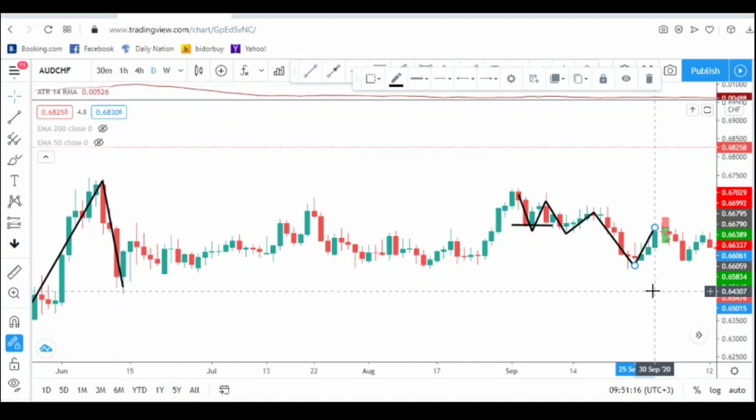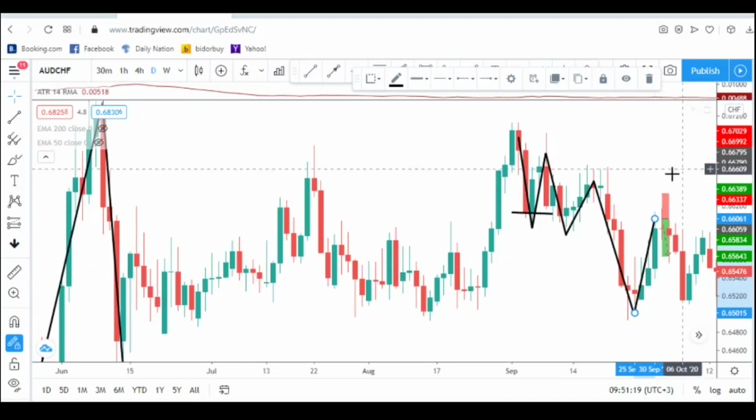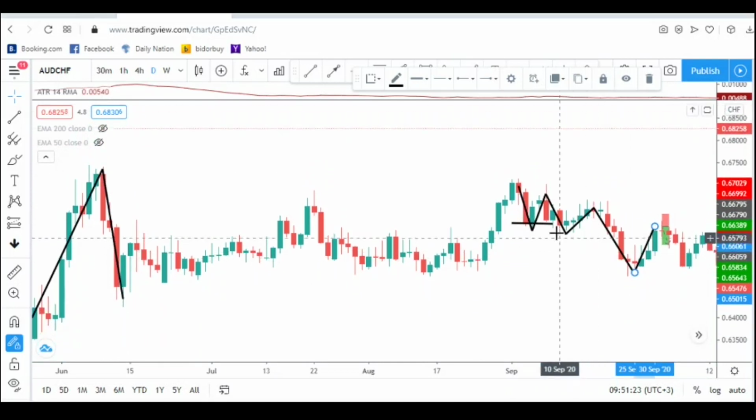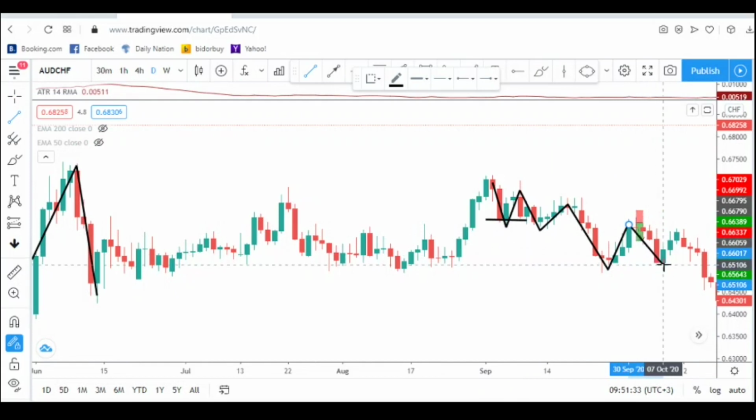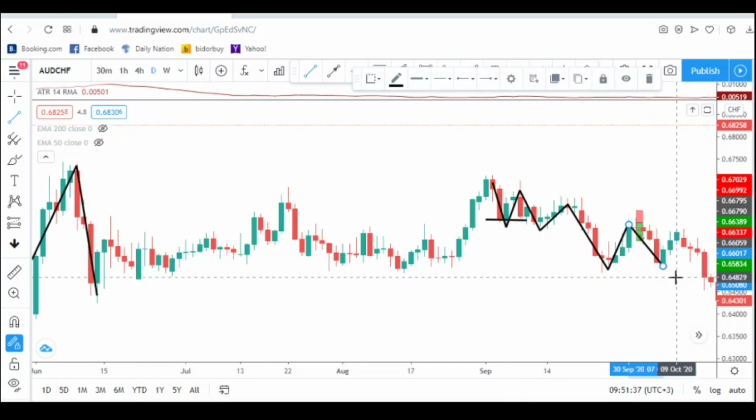I think it's about 1 to 1.5 risk to reward ratio, and it was a profitable trade based on this trend continuation strategy. After that, we had a market that made this move, and this impulsive leg did not close below this level of support.